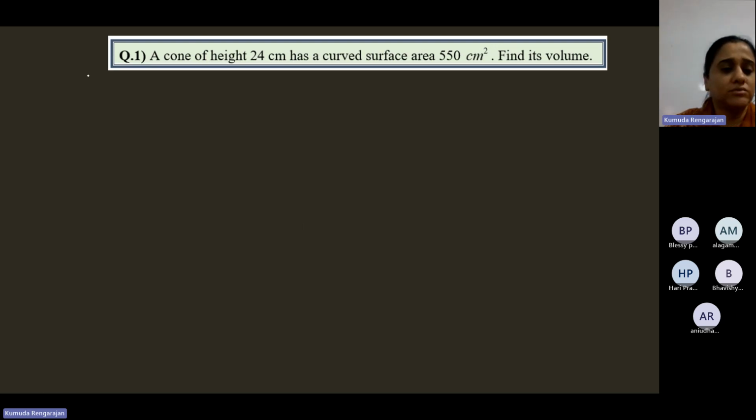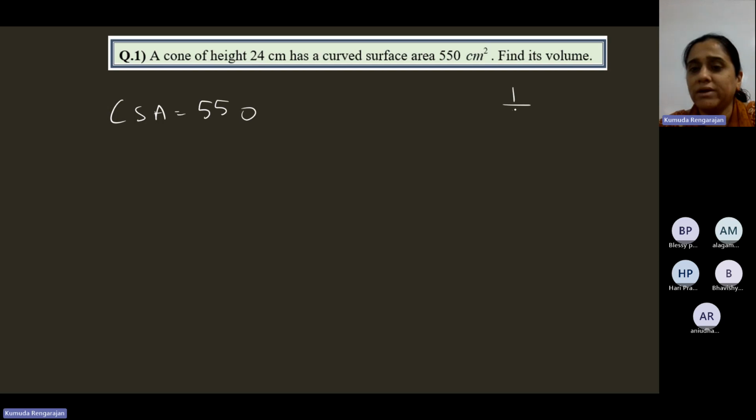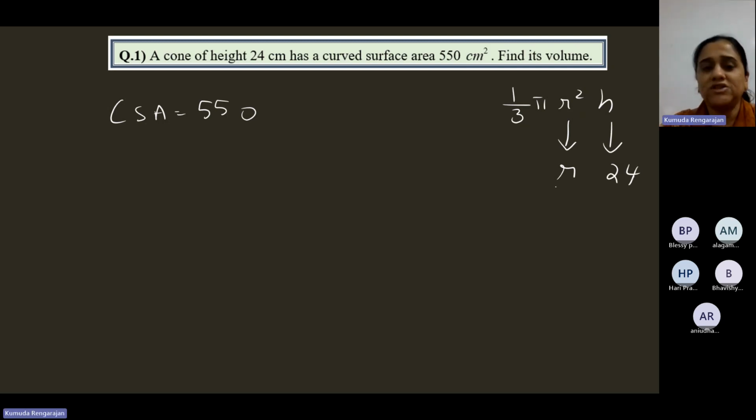CSA is equal to 550 is given. You should find the volume. What's the formula to find the volume of a cone? 1 by 3 pi r square h. So you need the value of r. Do you have it? No, we don't have. And you need the value of h. H we have, 24. We have to find the volume.